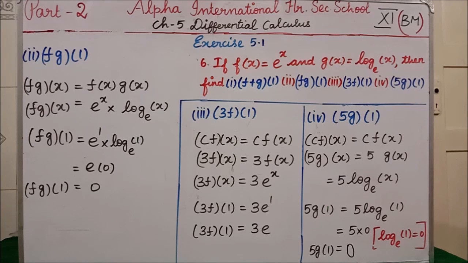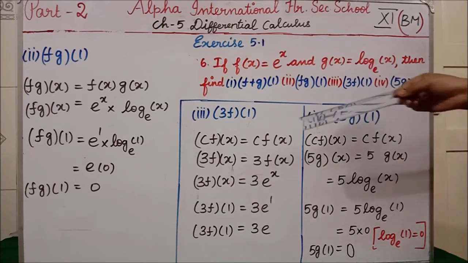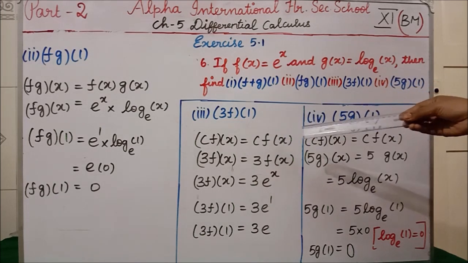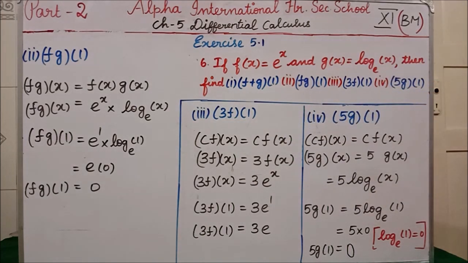Clear? Next we will see the third subdivision. In the third subdivision they have given 3f of 1. Now tell me what rule it will come under. It is the fourth rule, which uses a constant with a function. Isn't it? So constant c f of x is equal to c times f of x, we can write. Instead of the constant we have 3 here.